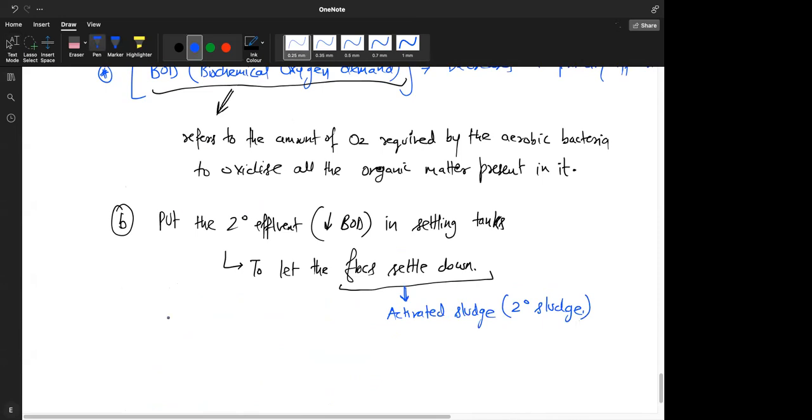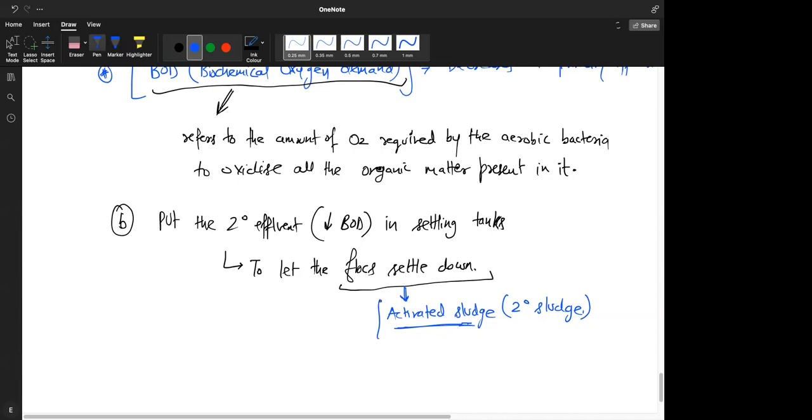Okay. Now, what is this activated sludge? Why do we call it activated? Any idea? Anyone? No idea? It's called activated sludge because the bacteria present in this sludge are capable of degrading organic matter in a given water sample, given that you supply oxygen in that water.